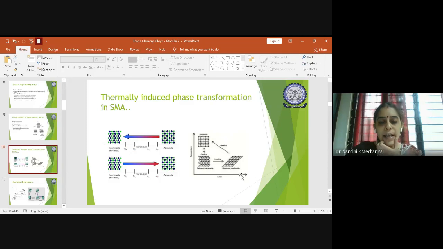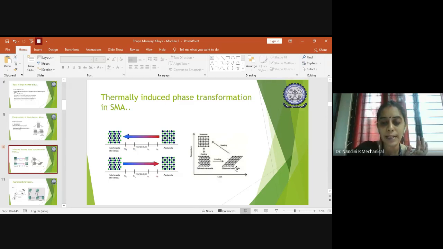So this is just a diagram to show how the phase transformation can be induced thermally. Okay, so this is the austenite phase, which will be regular. Now what happens is you reduce the temperature and finally it comes down to the martensite phase. And again from the martensite phase, if you increase the temperature, it comes back to the austenite phase. So this is the cycle which keeps on happening when you apply a specific loading.